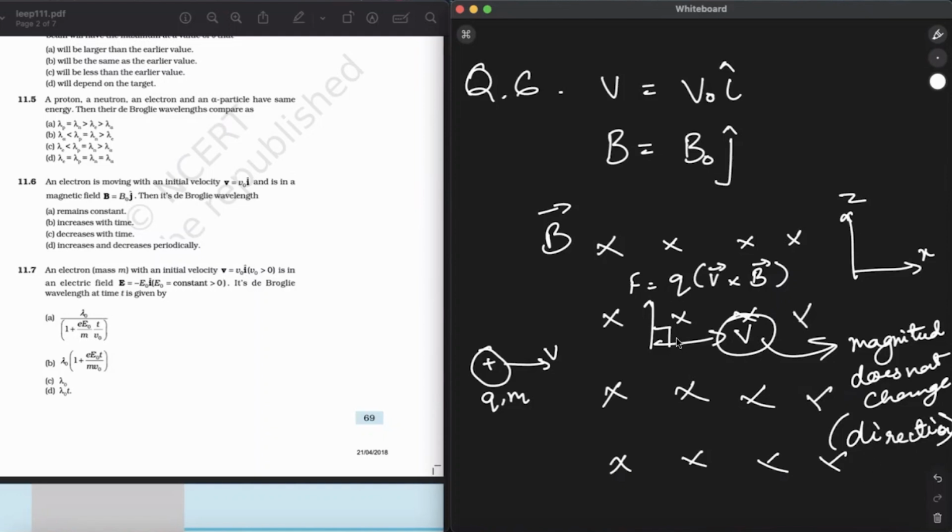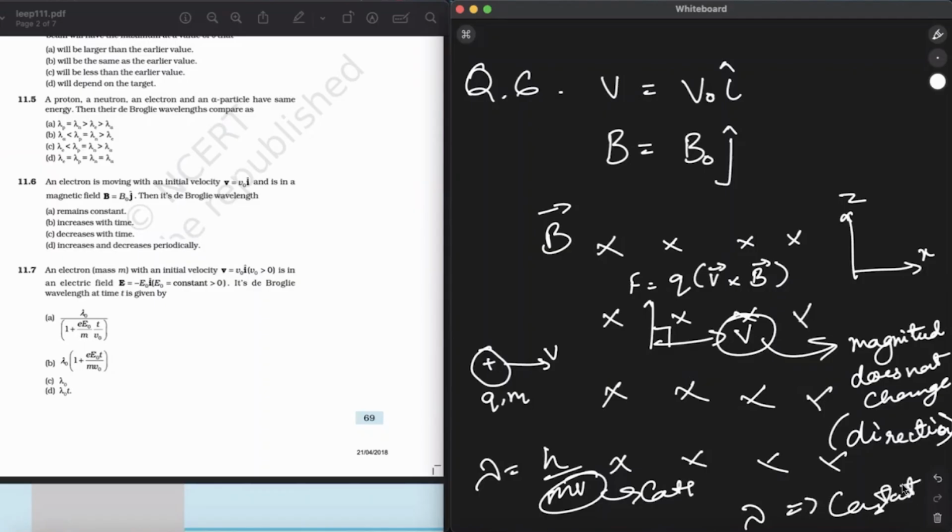So acceleration doesn't necessarily always increase the magnitude of velocity. It has to change the velocity, by changing the magnitude as well as the direction. It is a very important concept, and many people don't know it. So the magnitude of v will not change. Now, if the magnitude of v is not changing, then the momentum mv will remain constant. Since lambda is equal to h upon mv, and this remains constant, lambda will remain constant.